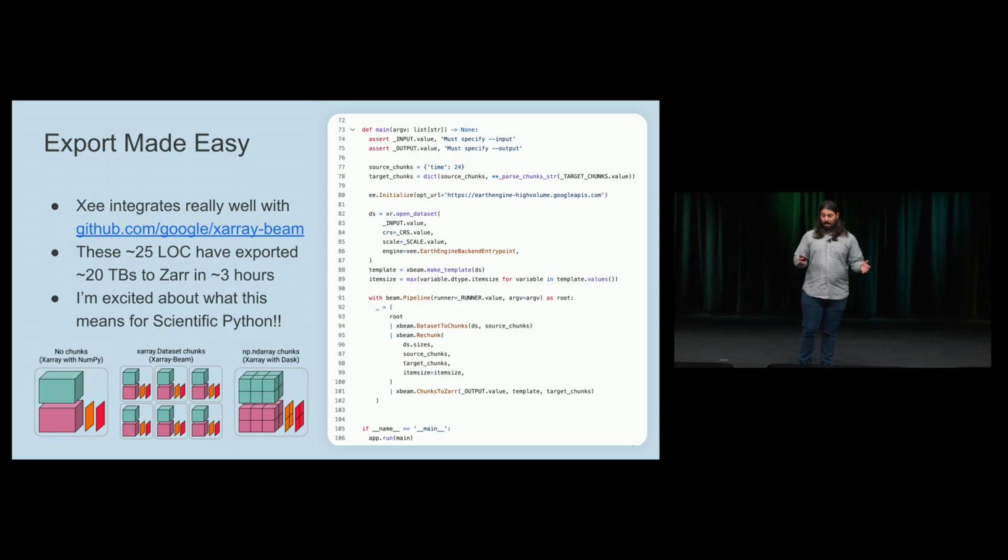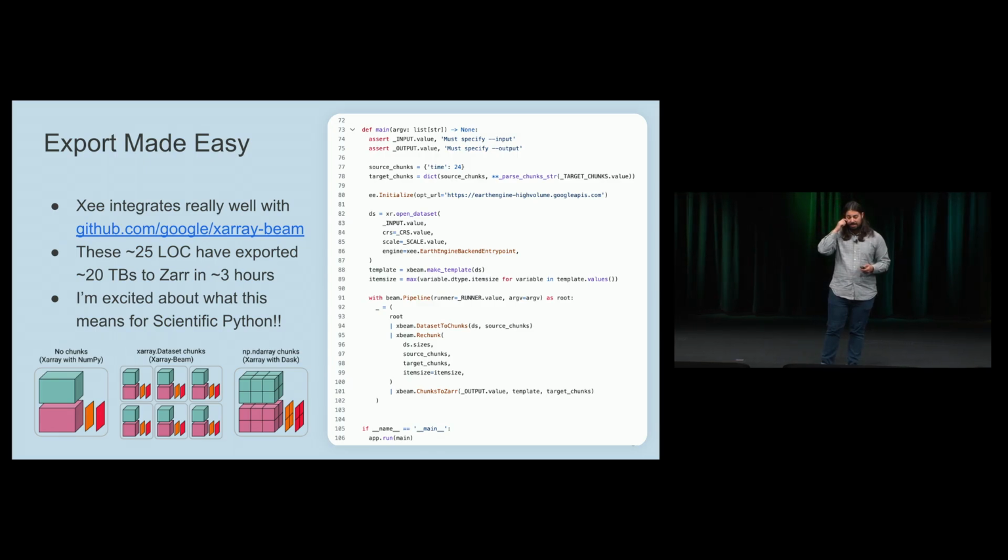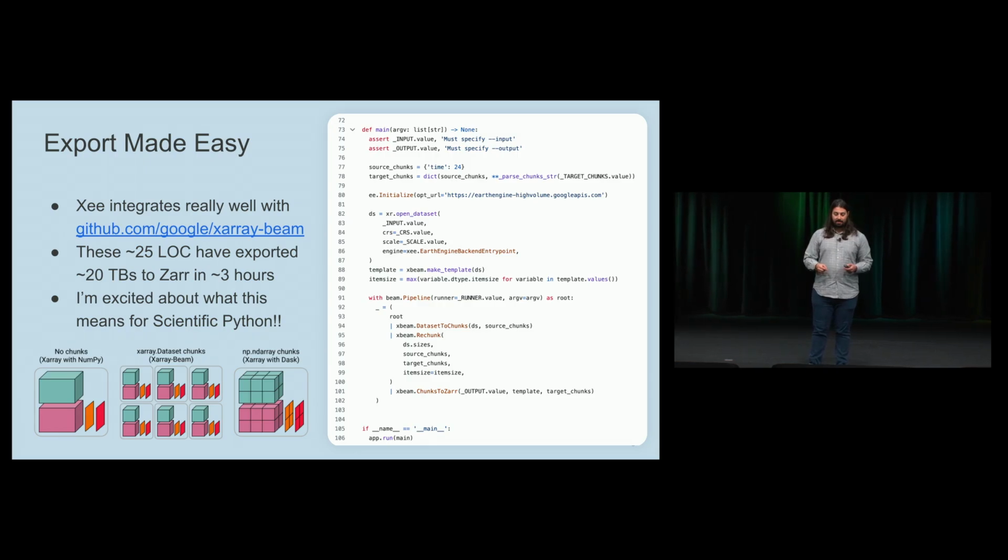And I guess why that's interesting to you is this 25 lines of code, it's in the examples in Xee, is all that I had to write to load 20 terabytes of NASA IMERG data into Xarray. And I did it in about 3 hours on internal infrastructure, without really messing with quota or waiting on a task system or anything like that.